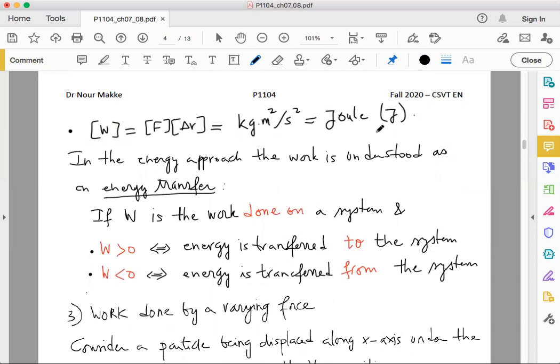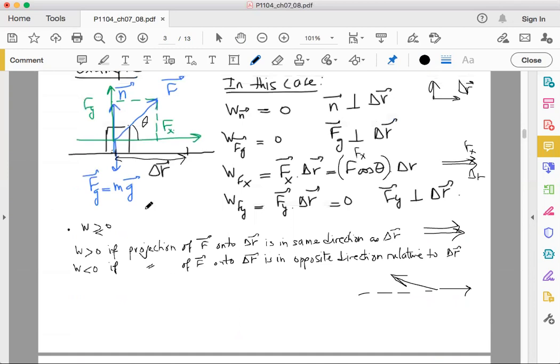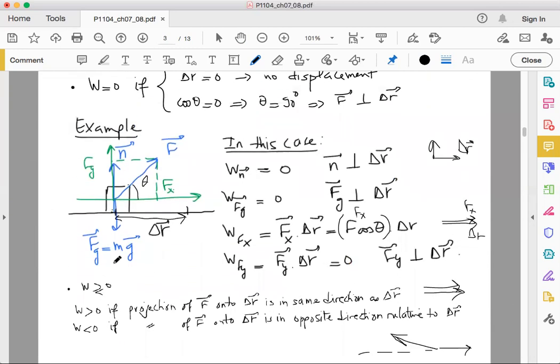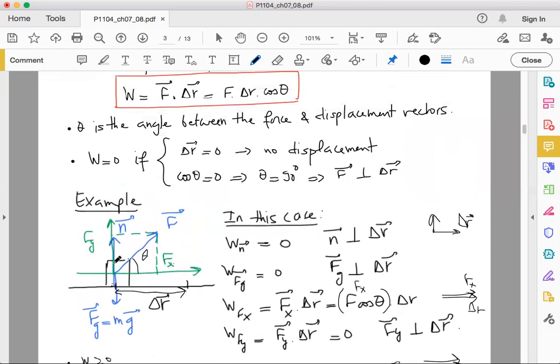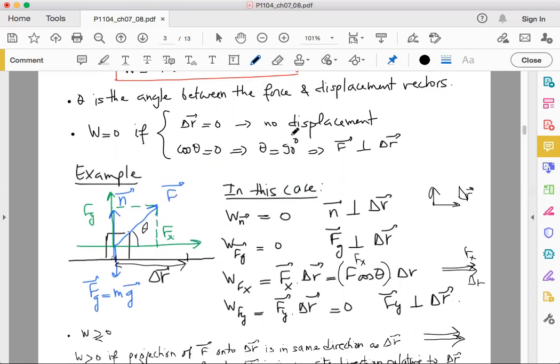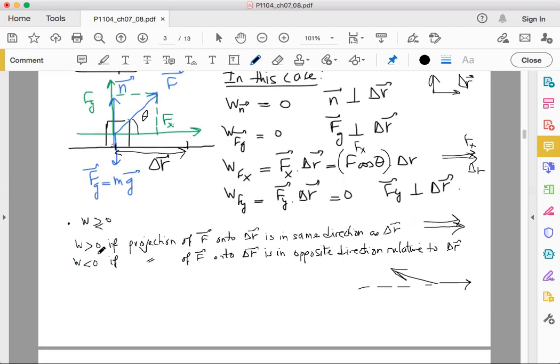In the energy approach, when we say W is positive or negative, that is clear from the mathematical expression. So here, F dot delta r multiplied by cosine theta, it's clear that cosine theta could be positive or negative, and therefore W could be positive or negative. But what does it physically mean?